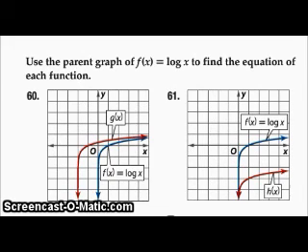In here, they ask you to use the parent graph of f of x to find the equation of each function. So in 60, you can see that g of x is just log of x, shifted 2 spaces to the left. So what you have to do is get log of x plus 2, and that's what g of x equals. Because when you have parentheses, you're moving the equation to the left or to the right. And in 61, you can see that h of x is just log of x shifted 4 spaces down. So what you have to do is log of x minus 4, no parentheses. If you don't use parentheses, you're moving the equation up or down.